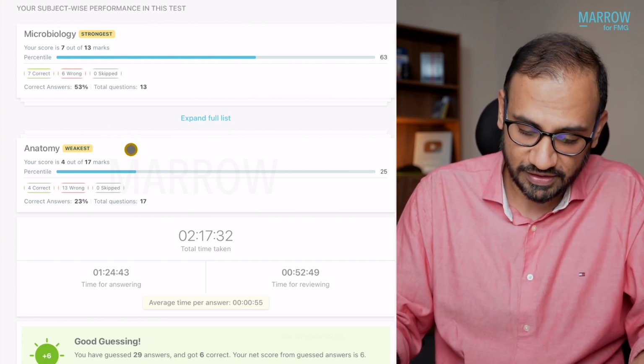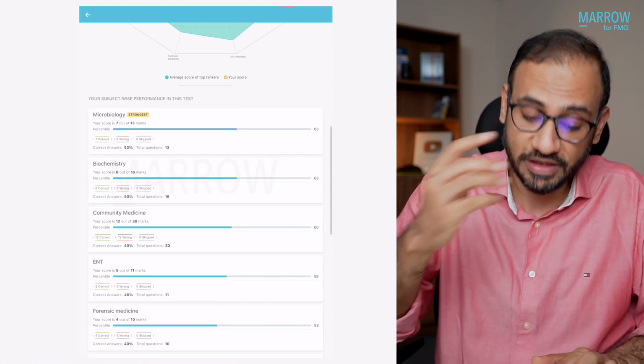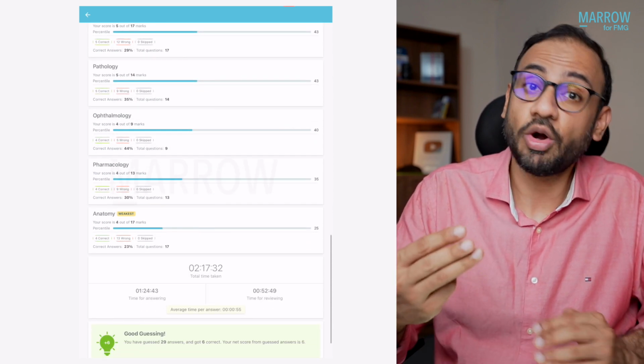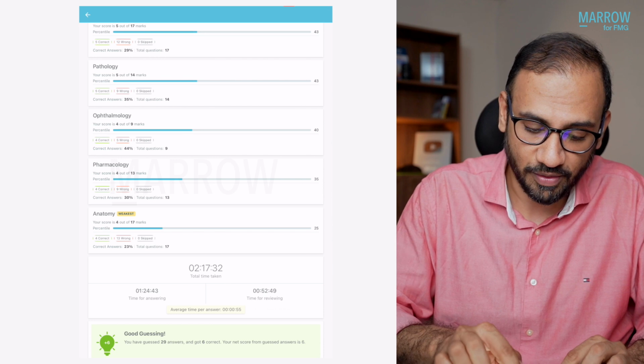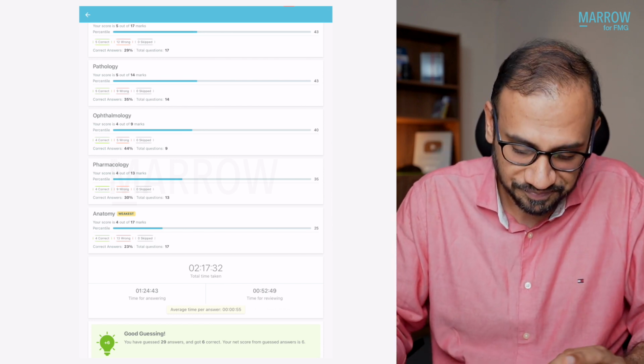So you're strong and weak subject. You can expand the list if you want to. And then you can see what are your top 3 strong subjects, micro, biochem, community medicine. And what are your 3 bottom weak subjects like anatomy, pharmacology, and ophthalmology on this grand test. Right? So this is what you will see.